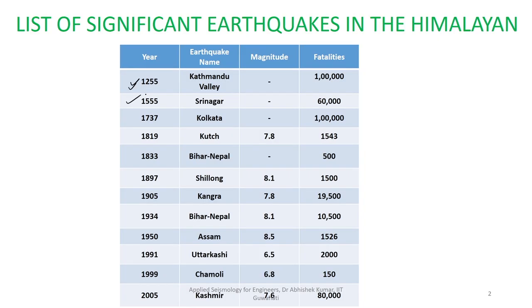That means, in the Indian scenario, after the 1980 Dharamshala earthquake. But if we talk in terms of damage characteristics, or how prone the study area is to damages generated during different earthquakes, here is a list of earthquakes, the years in which they happened, and the relative fatalities. So, the 1255 earthquake in Kathmandu, and then in 1555 again there was an earthquake in Srinagar which caused almost 60,000 fatalities.